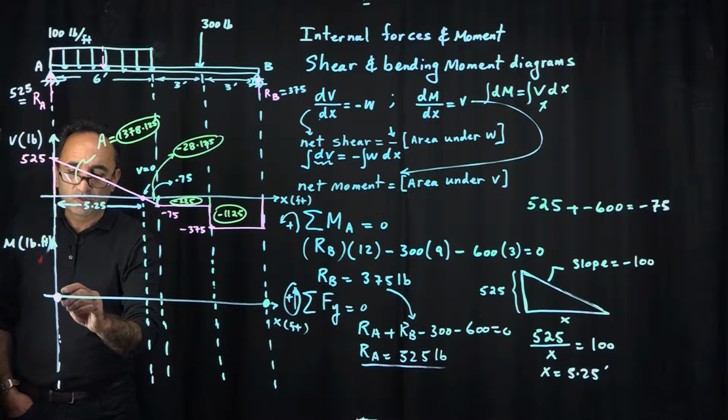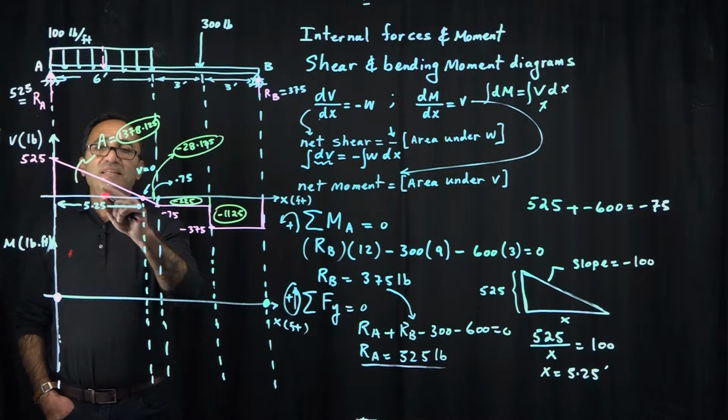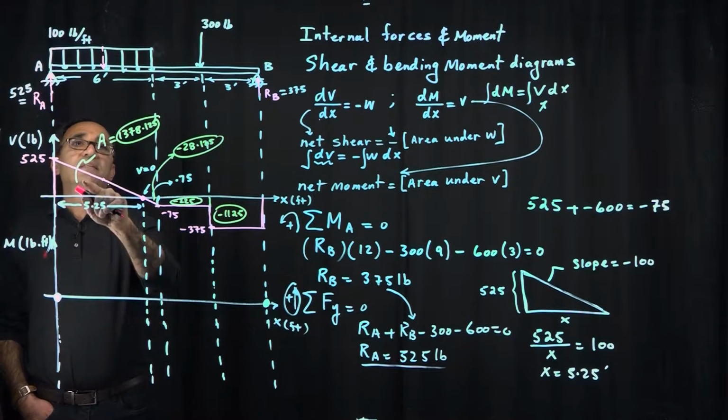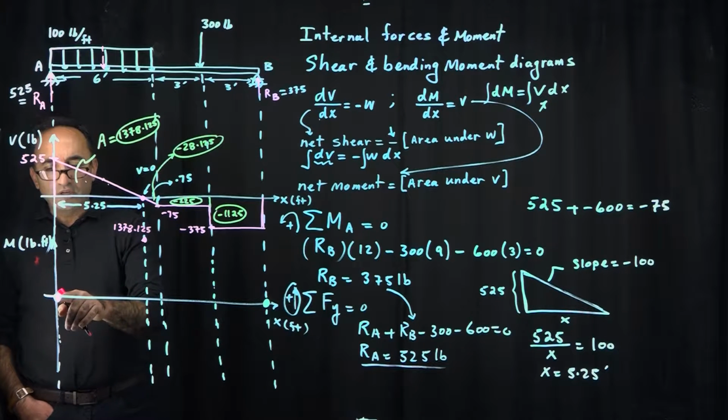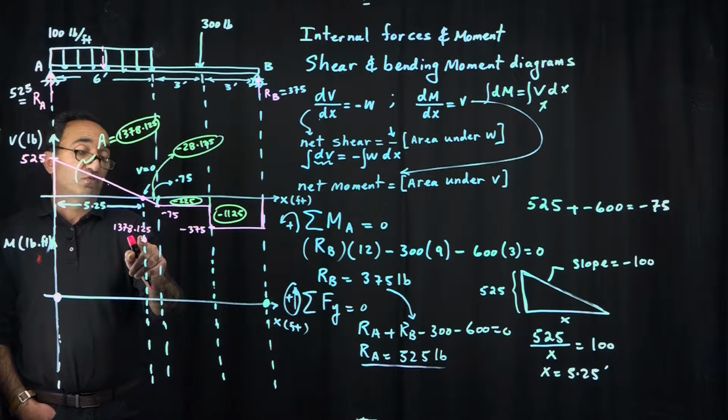Okay, we're ready to draw the moment diagram. So start at 0 here. Now keep adding the area. So if I'm at 0, I'm adding this area. That should put me at 1378.125.